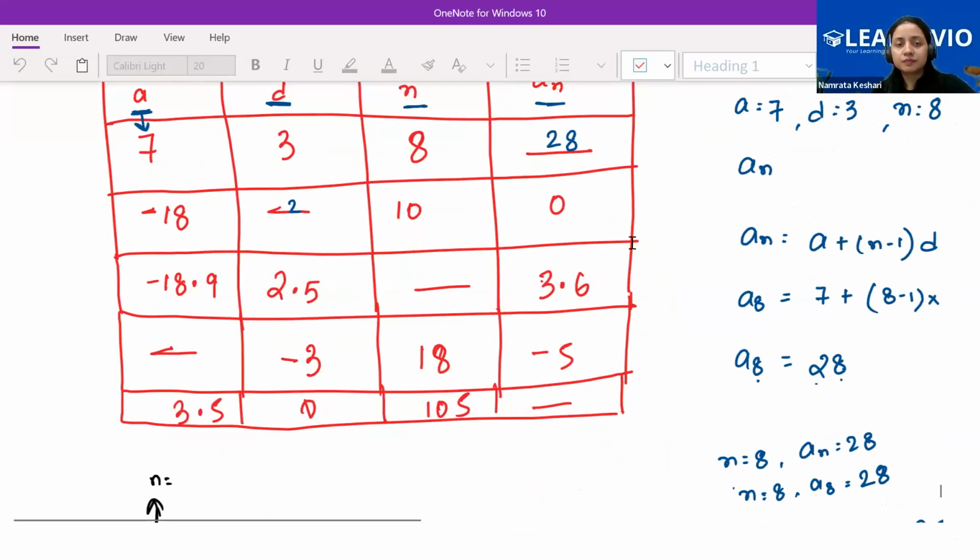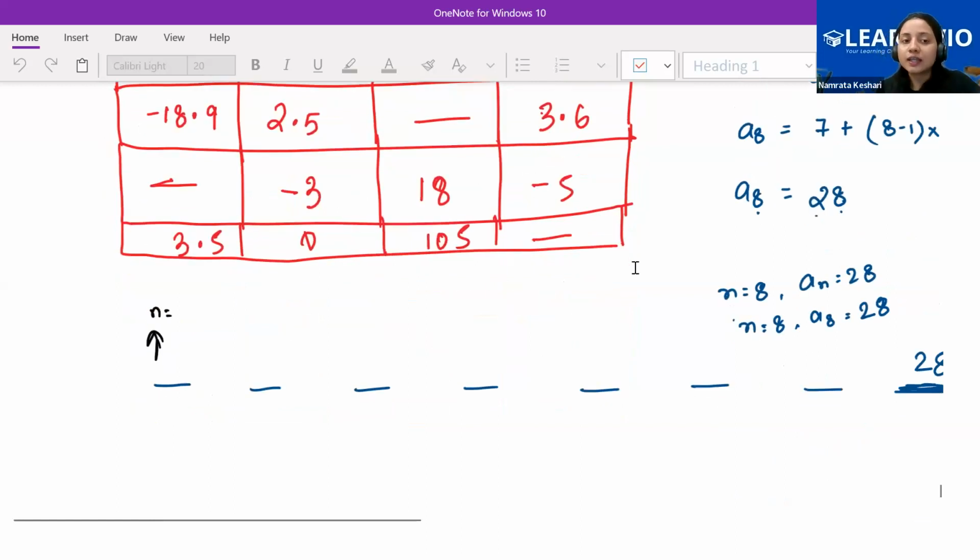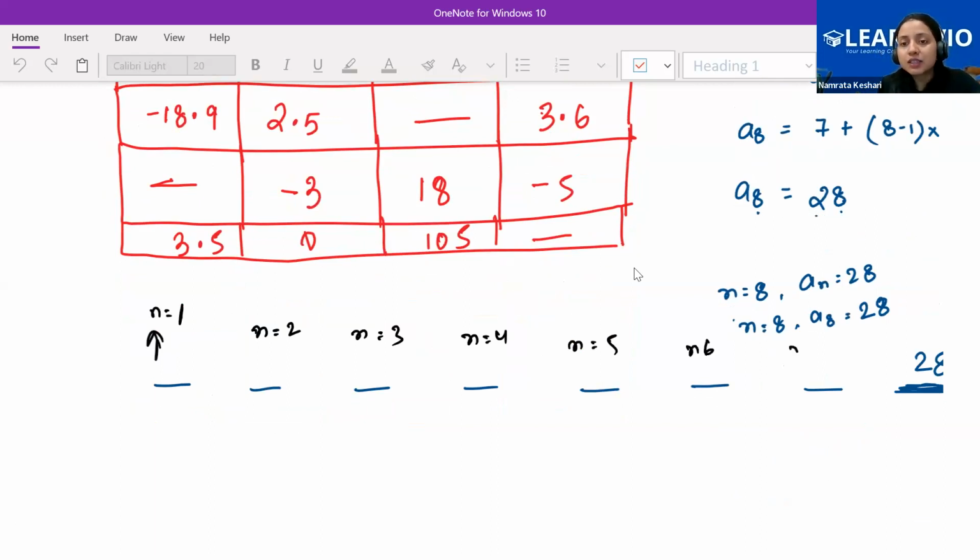Yes, Ziana. Yes, ma'am. Okay, so I was explaining to you, Ziana, that n means the place it is representing. n is equal to 1, the first place, the second place, the third place, the fourth place, the fifth place, the sixth place, the seventh place, and the eighth place. That's called n. And whatever will be sitting at the blank space, that will be called A1, the first term, A2, the second term, A3, the third term.